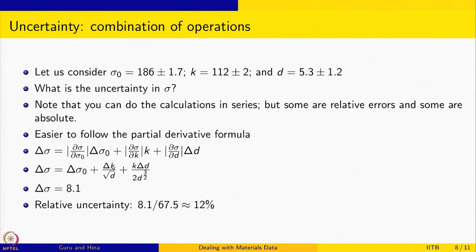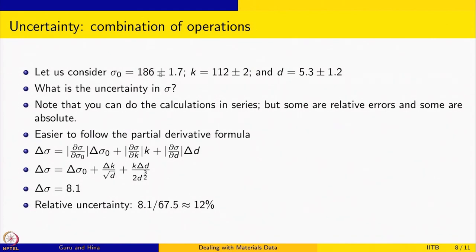So k just gives you del k, because 1 by root d del k is what it becomes. And in this case, k del d will remain, and d will give you minus half d to the power minus 3 by 2. So that comes down. So 2 d to the power 3 by 2, because we have taken mod. So you can now add all these uncertainties.